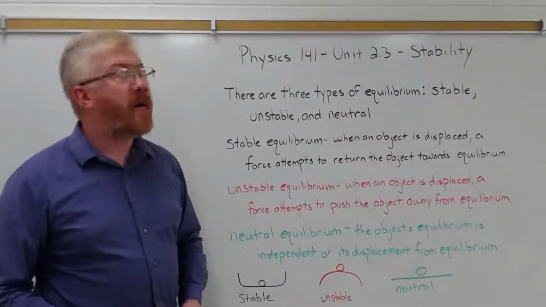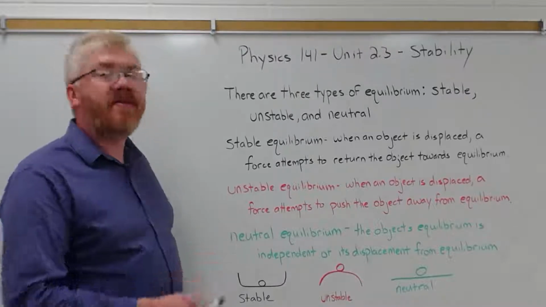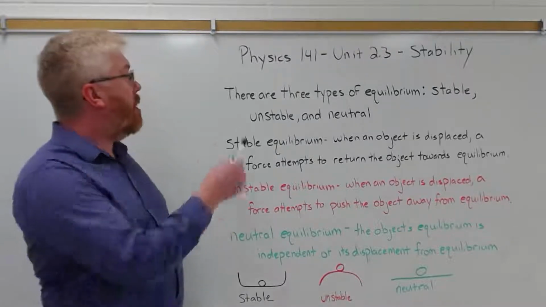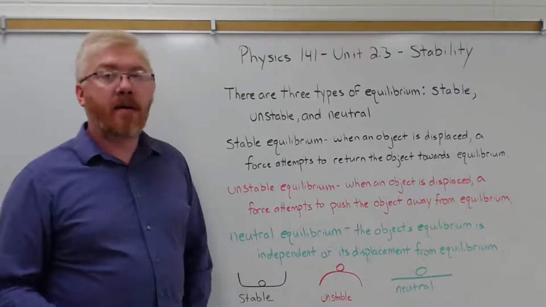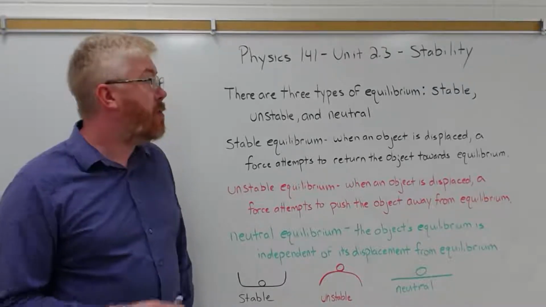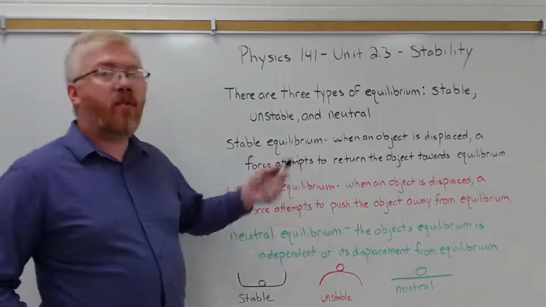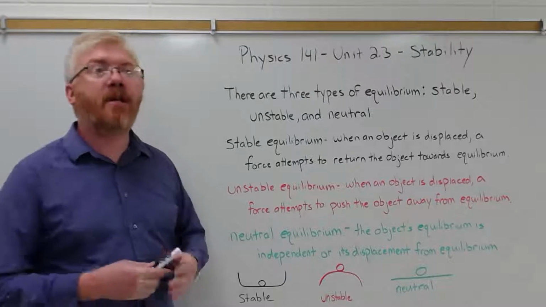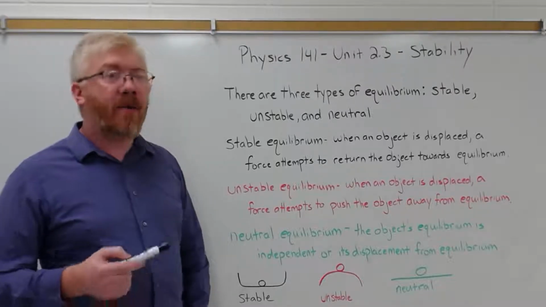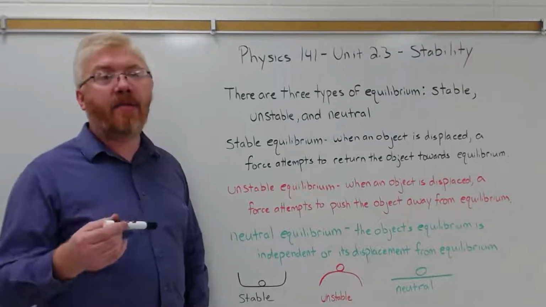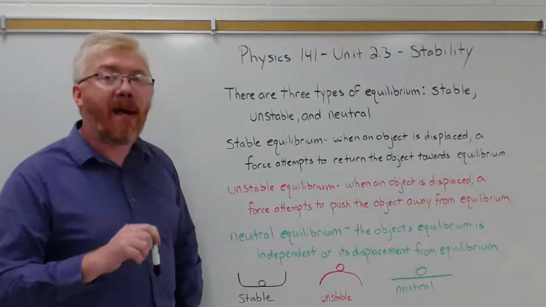One last discussion about equilibrium before we start moving on to problem-solving strategies is that of stability. There are three types of equilibrium. You can have stable equilibrium, unstable equilibrium, or neutral equilibrium. Stable equilibrium is simply when you displace an object, that object tries to return to the equilibrium position. Any disturbances that affect the system, the object wants to go back to equilibrium.